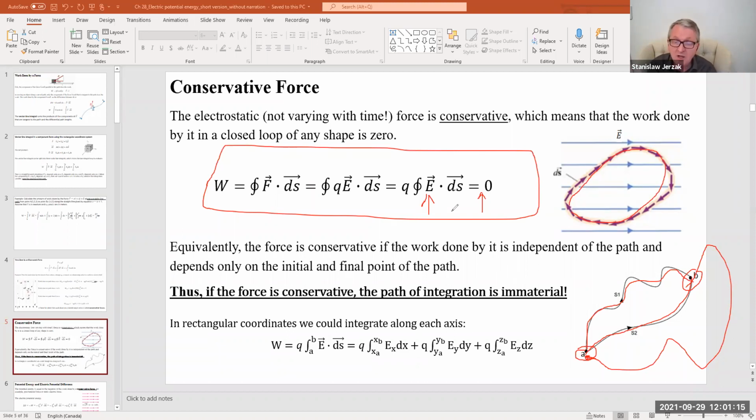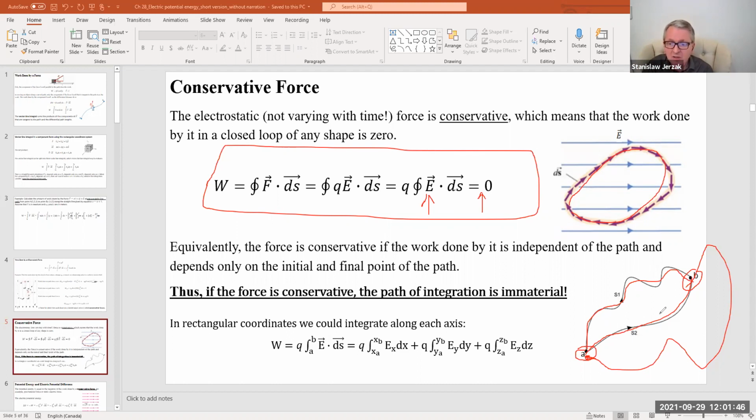But in the future, we will be talking about induced electric field. You will see that when a magnetic field changes in time, it will induce an electric field which changes in time. That induced electric field, that time variable electric force, is not conservative, as you will see in the future. So for now, we'll be talking only about electrostatic situations.